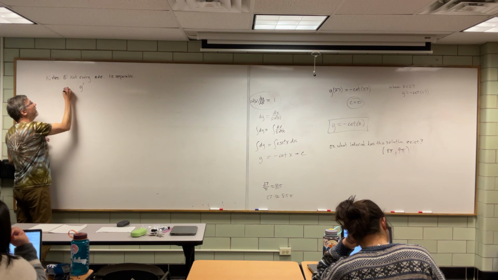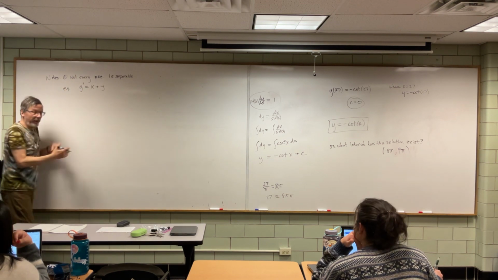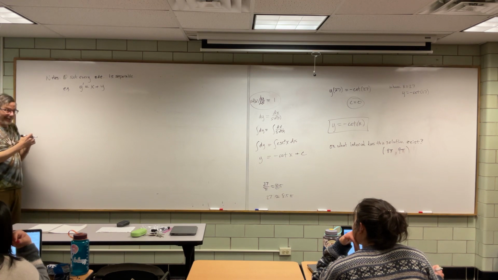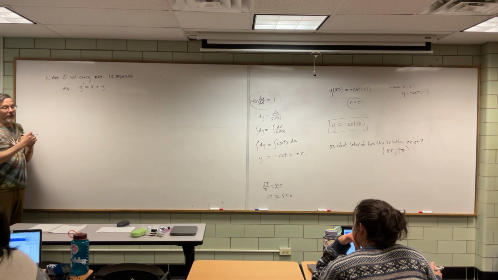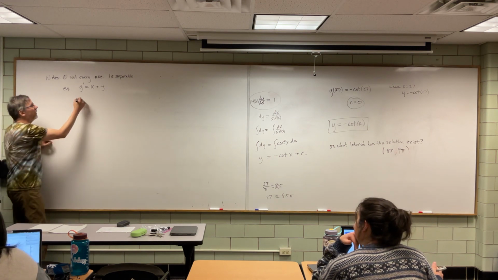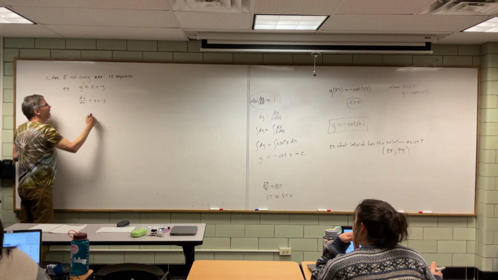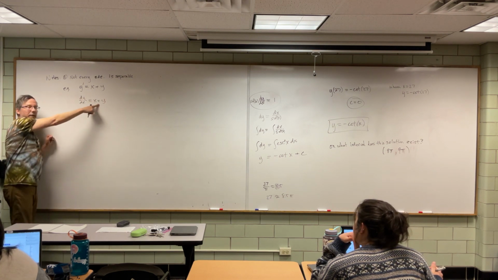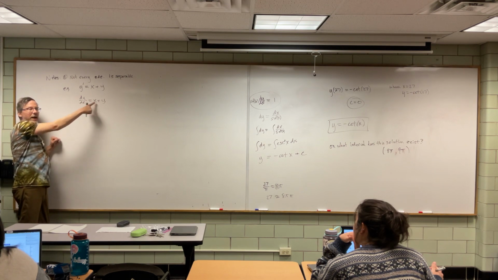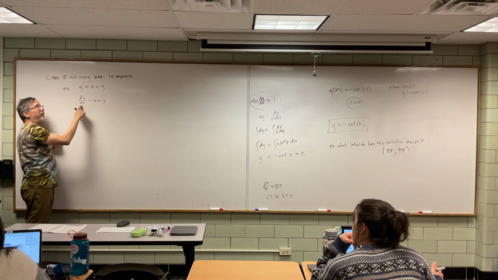For example, y prime equals x plus y. Really simple, but not separable unless your math is weird. And that weird math would not be correct in this universe. Because when you try to separate this, there's literally no way to break these two apart in a legitimate way that gets everything that's x with dx and everything that's y with dy.